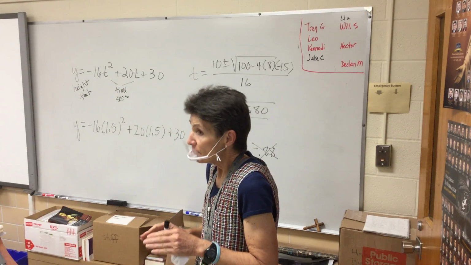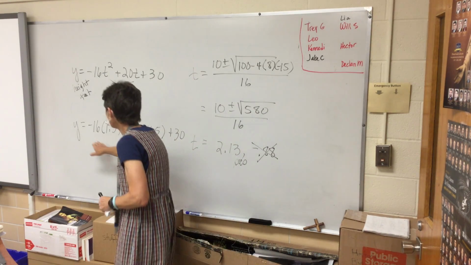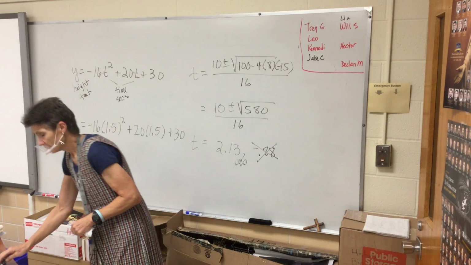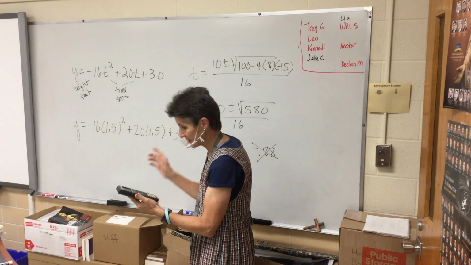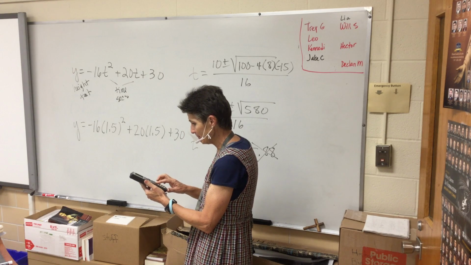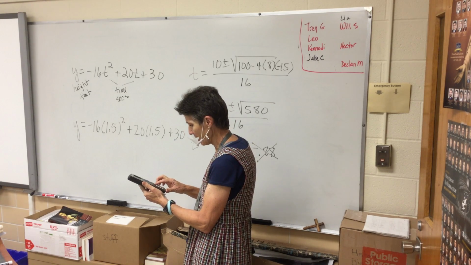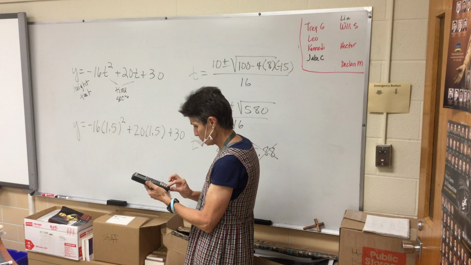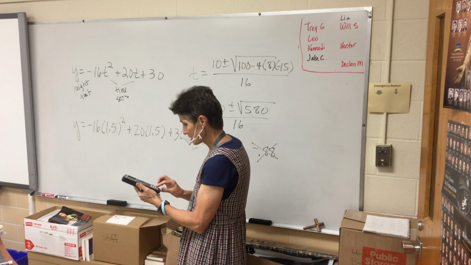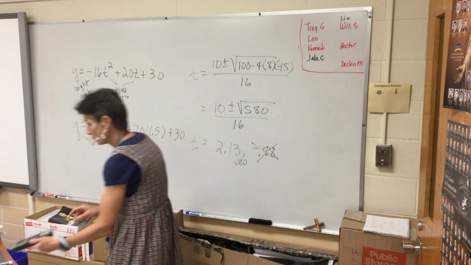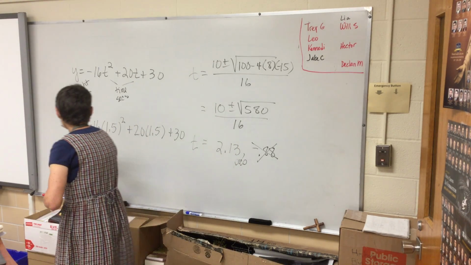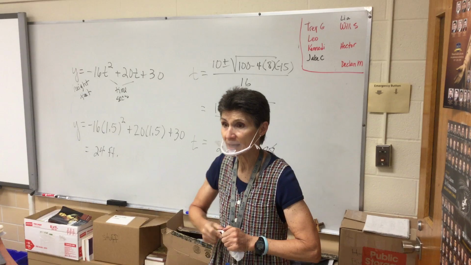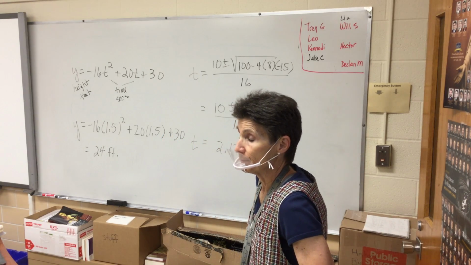Now, if you type this in on your calculator exactly the way I wrote it, you're going to get the right answer. You can't get the wrong answer if you type exactly what I wrote. So negative 16 parentheses 1.5 squared plus 20 parentheses 1.5 plus 30 is 24. So the answer is 24 feet. How high is the ball after 1.5 seconds? 24 feet.